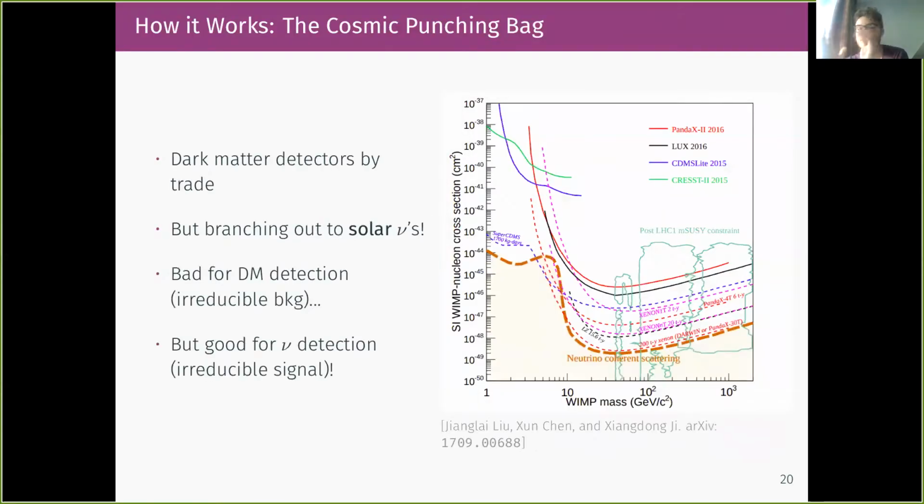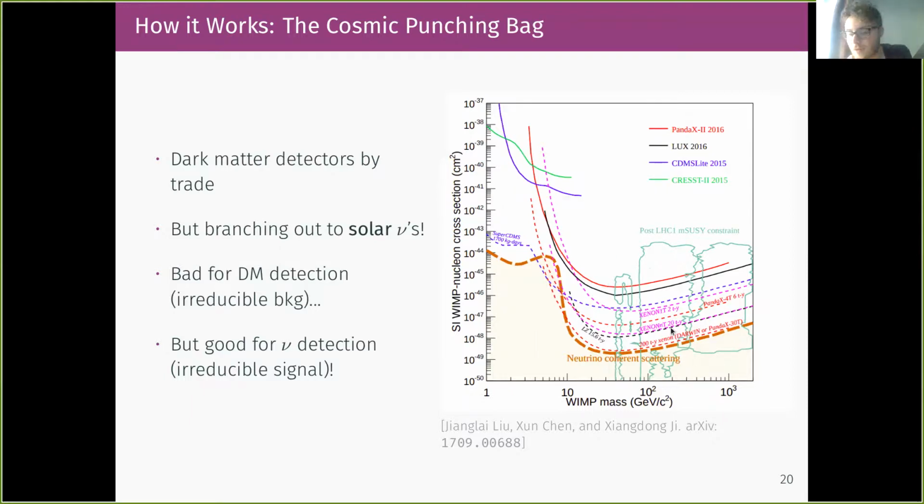So, usually we think of direct detectors as dark matter detectors, and that's because they are dark matter detectors, but they're beginning to branch out into solar neutrinos as the sensitivities drop lower and lower. So here we can see that these xenon dark matter detectors are beginning to cut through this orange-yellow region, which is where our solar neutrinos live here. And this is very bad for dark matter detection because it's an irreducible background. It's very good for neutrino detection, which is what we're interested in, because it then becomes an irreducible signal.